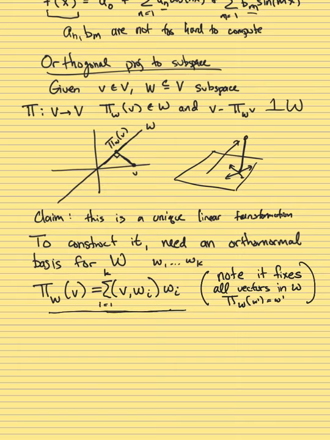Also notice that if v is orthogonal to W, then of course this goes to 0. Okay, then pi W of v is 0, as it should be. Okay, if you're an orthogonal vector, so here this vector v was here, if you were actually orthogonal, you should get sent to 0.